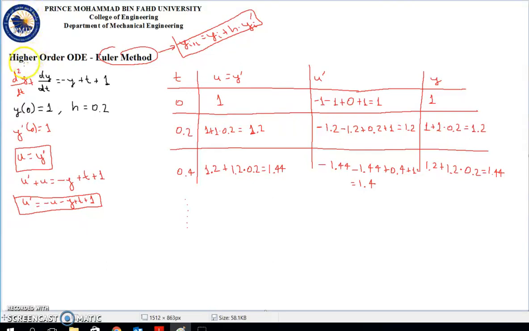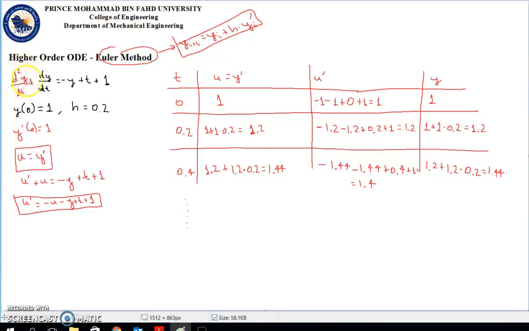Hello! In the previous video, we solved the higher order ODE using the Euler method. In this video, we're going to solve higher order ODE using the Heun method. So, the first steps will be the same.